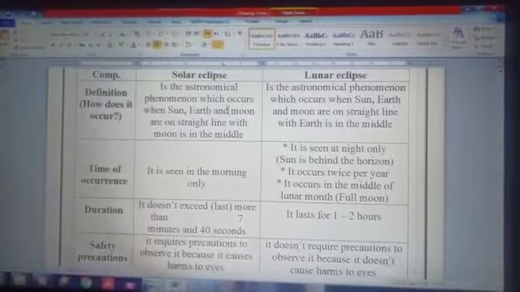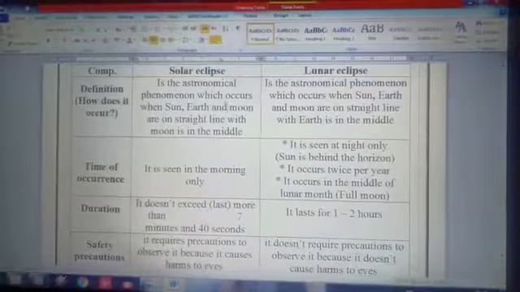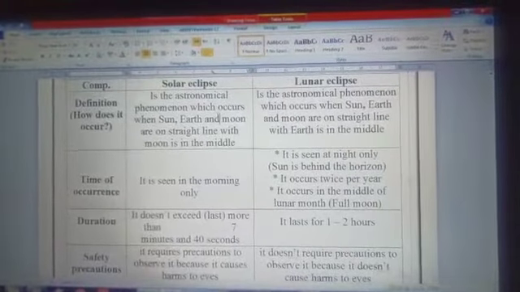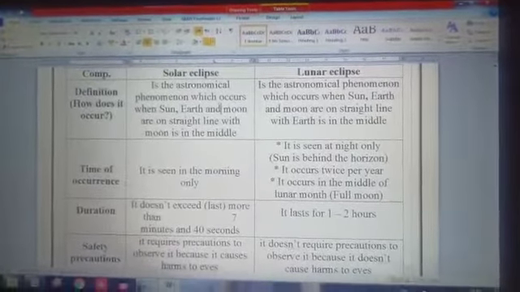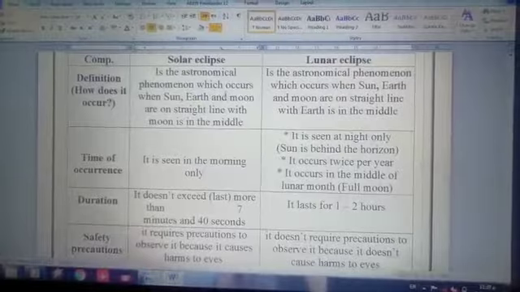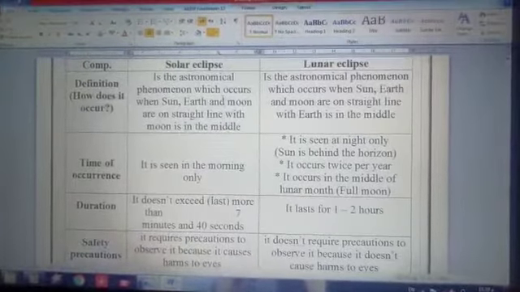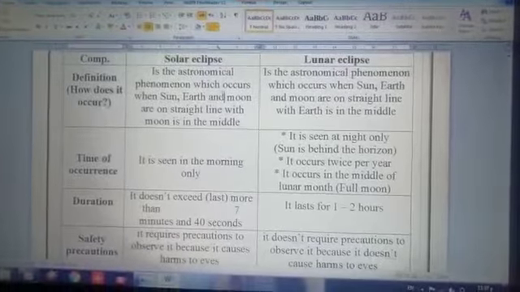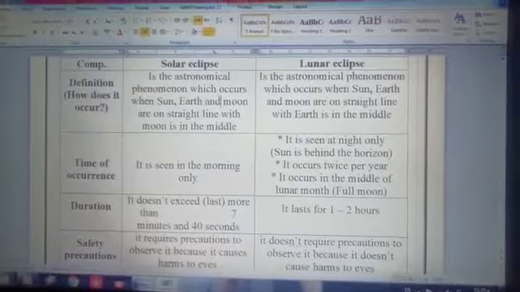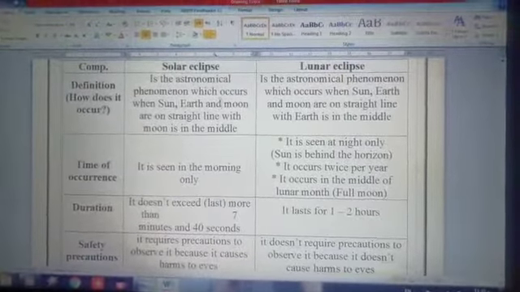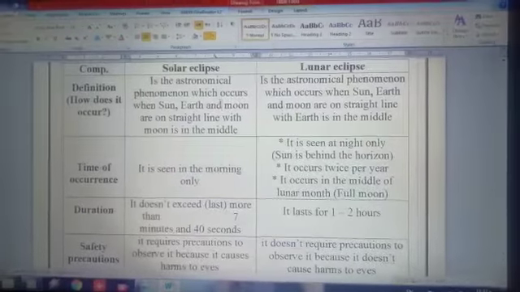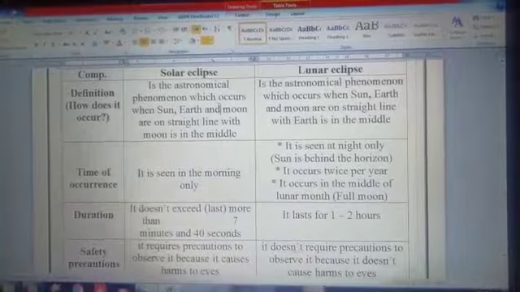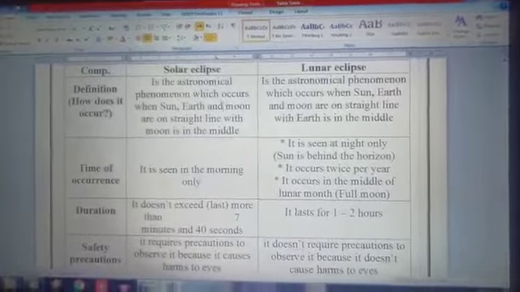What is the time of both of them? In solar eclipse, we can see it just in the morning. Why? Because we have to see the sun. But it doesn't last more than 7 minutes. So the solar eclipse happens in just 7 minutes and 40 seconds. But lunar eclipse happens for 1 or 2 hours.